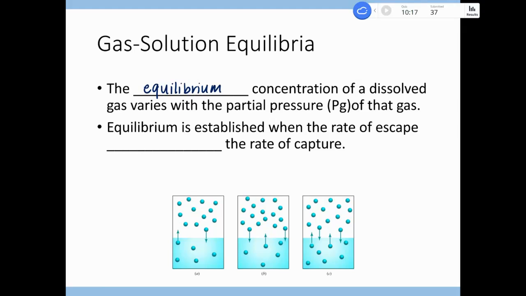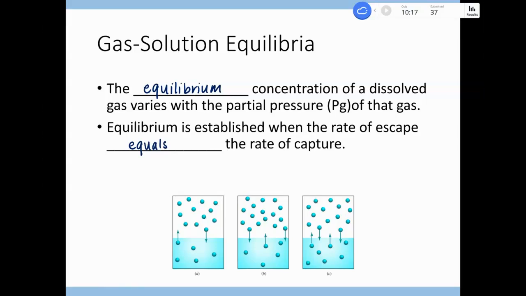So if you imagine adding more pressure, that's what's showing between A and B. In A, there's less pressure of the gas, so we have fewer gas particles dissolved. In B, we've increased the pressure of the gas, and that's forcing more particles to dissolve in the liquid. And then at a certain pressure, we reach an equilibrium between the two. This equilibrium is established when the rate of escape of the gas equals the rate of capture, the liquid capturing the gas particles.